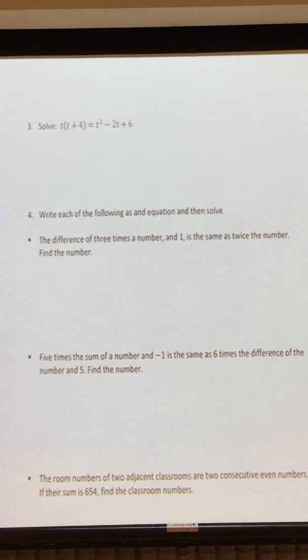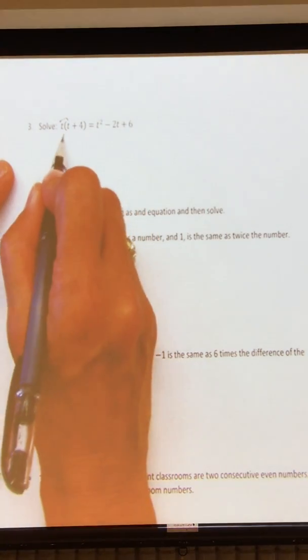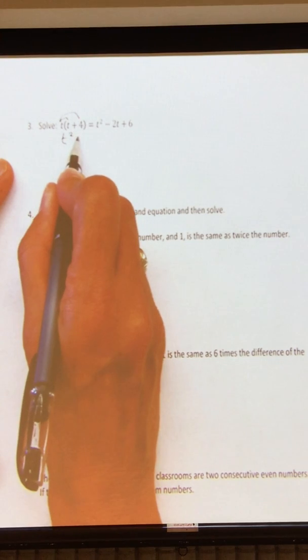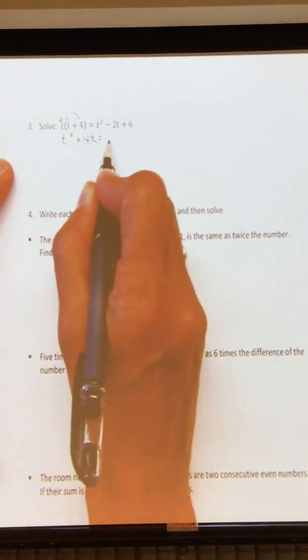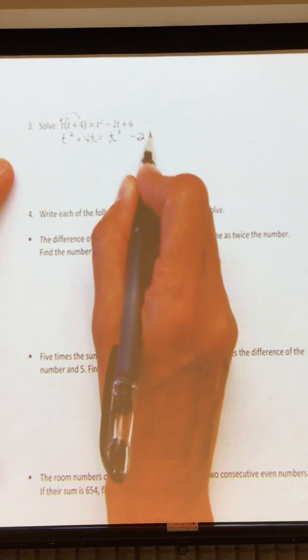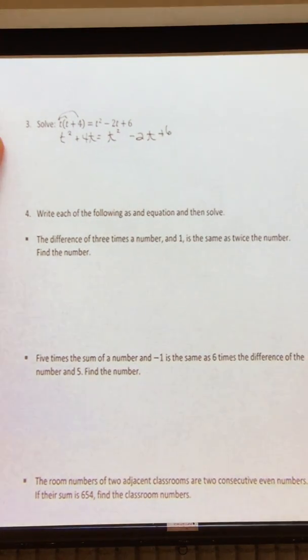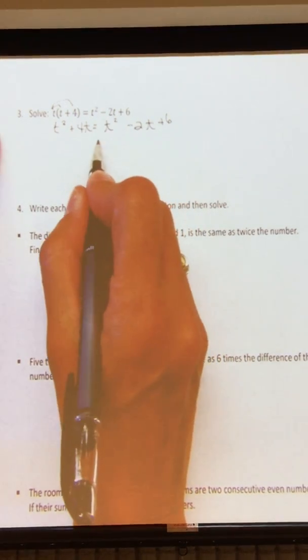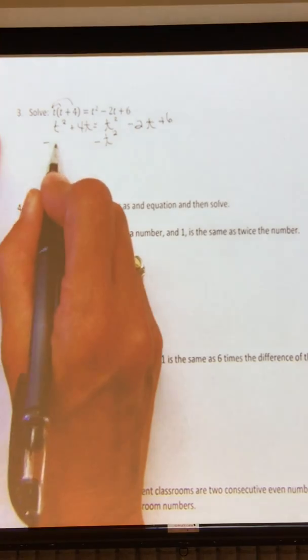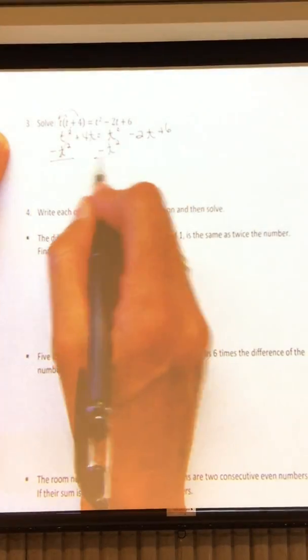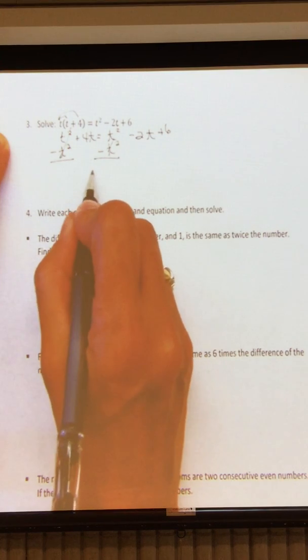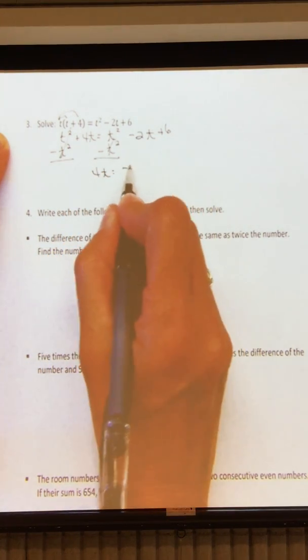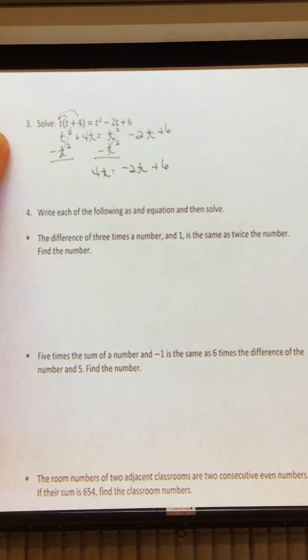Moving on to number 3. So here let us combine like terms. So you have t times t, which is t squared. T times 4 is 4t, is equal to t squared minus 2t plus 6. Combining like terms now, let's combine these t squares. You have a negative t squared, which cancels on both sides. So you're left with 4t is equal to negative 2t plus 6.